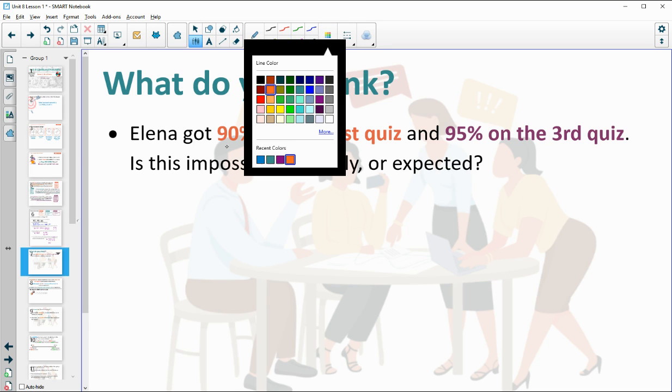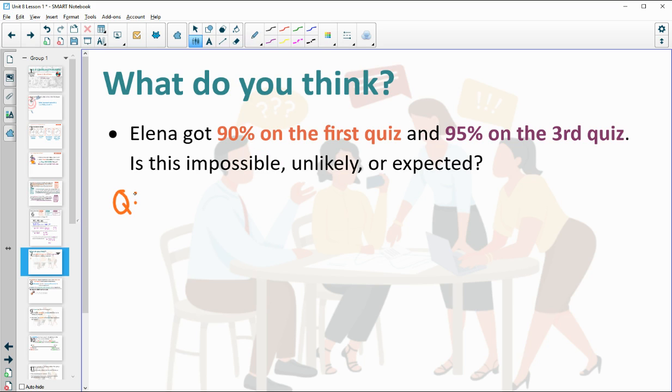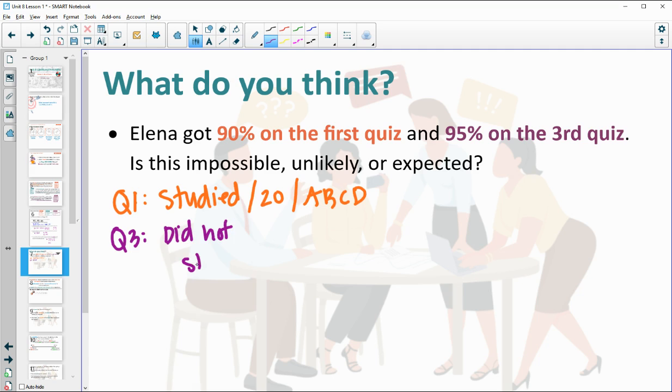So remember that first quiz. Okay, quiz 1 is where she studied. Okay, and it was the 20 questions, and it was A, B, C, D. And then quiz 3 was where she didn't even look. Okay, so she didn't study. Guessed at random. There were 20 questions, and they were true and false. So this is saying that she ended up with a 95% on this third quiz, and on the first quiz, she had a 90%. So is this impossible?